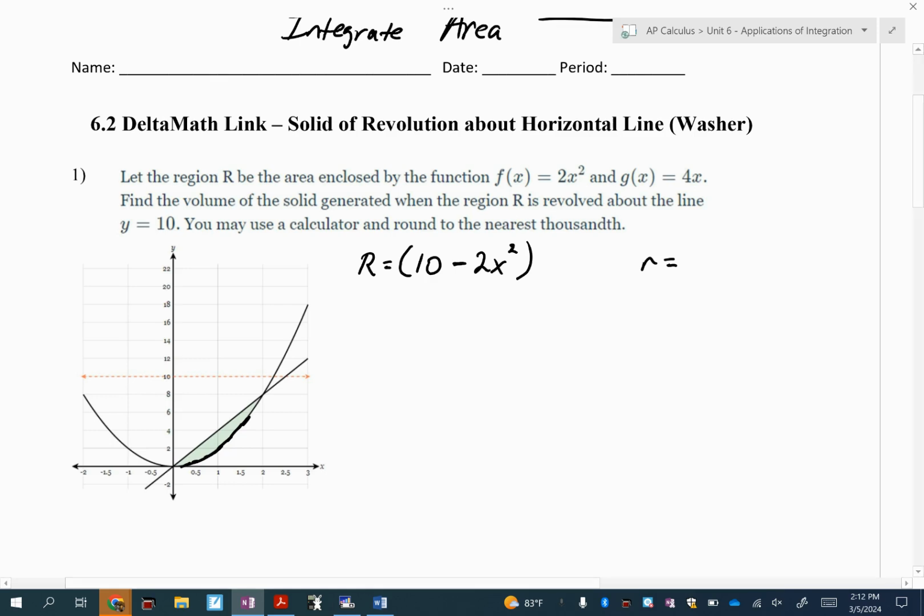Now, if I do the same thing for the closer one, that's my lowercase r, that's 10 minus, and which function is closer to that axis of revolution? The line, the linear function. So 4x. I'll pause here. Is everyone okay? That's the setup part in terms of determining the radii.